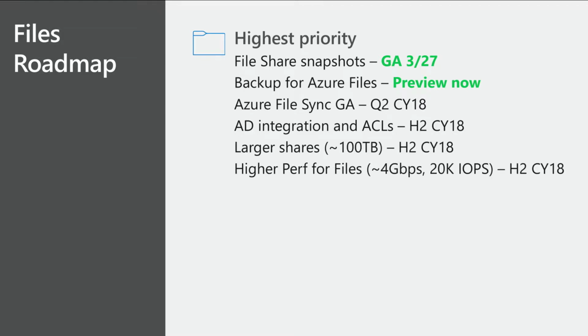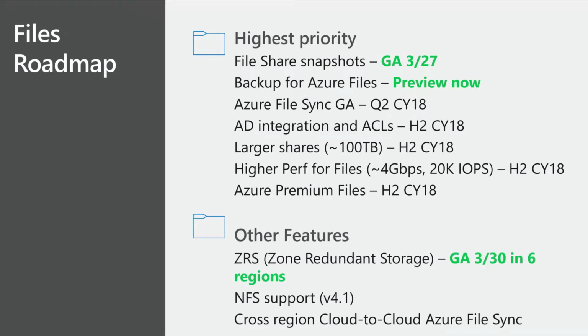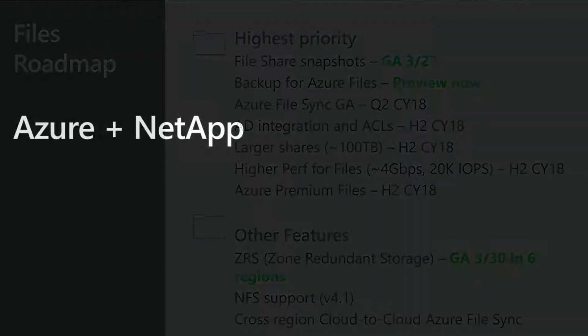Both larger file shares, from the 5 terabyte limit that we have today to a 100 terabyte limit, as well as higher performance for files, up from 60 megabytes per second up to 4 gigabits per second, is due by the end of this year. We're also adding an SSD offering for files. And I did want to mention that we launched ZRS in 6 zones in the previous quarter. We're looking at adding NFS support, as well as cross-region cloud-to-cloud sync with Azure File Sync.